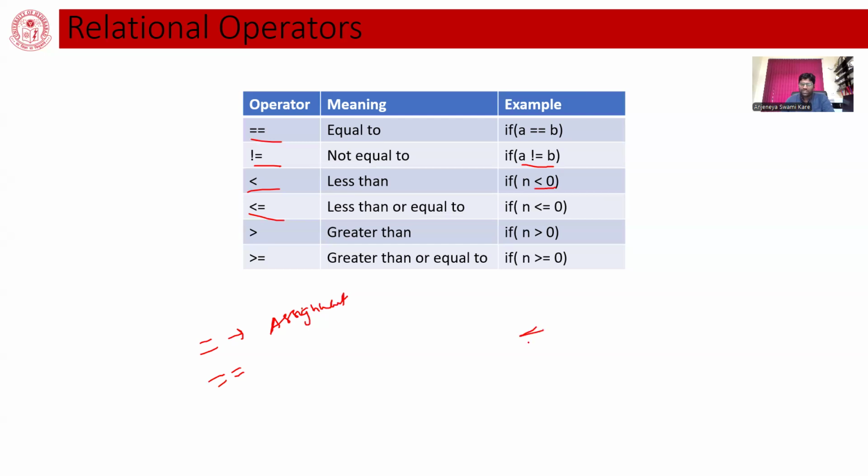In mathematics, we have something like this, but we cannot have the same symbol in C. That's why we have less than followed by equal to, and greater than followed by equal to. These relational operators are very much used in selection statements when you are comparing whether a particular value is the same, or which one is smaller, which one is bigger. Those kinds of comparisons we can do using relational operators.